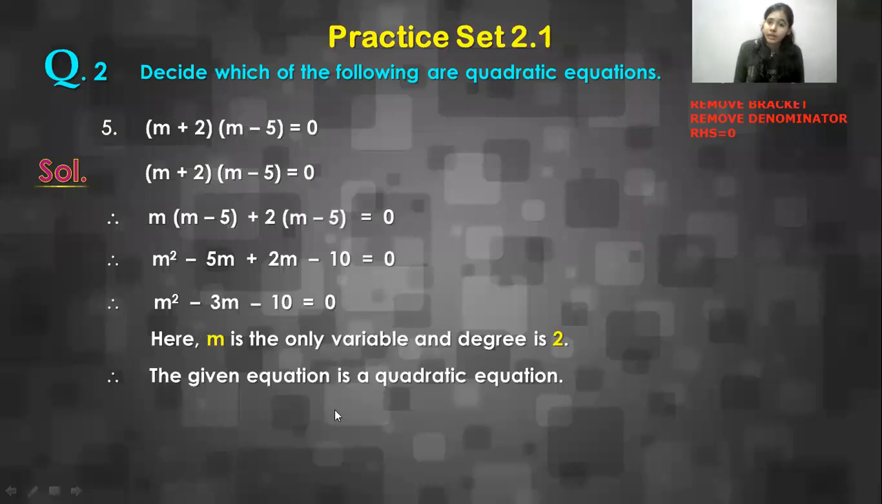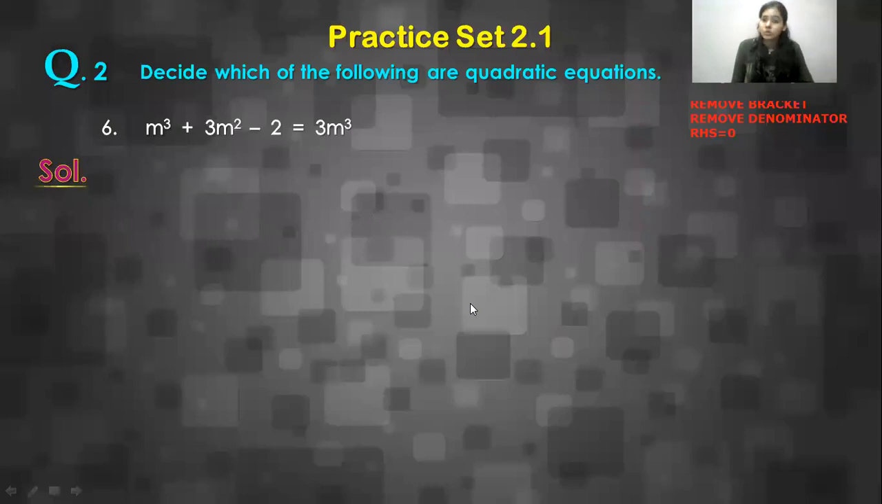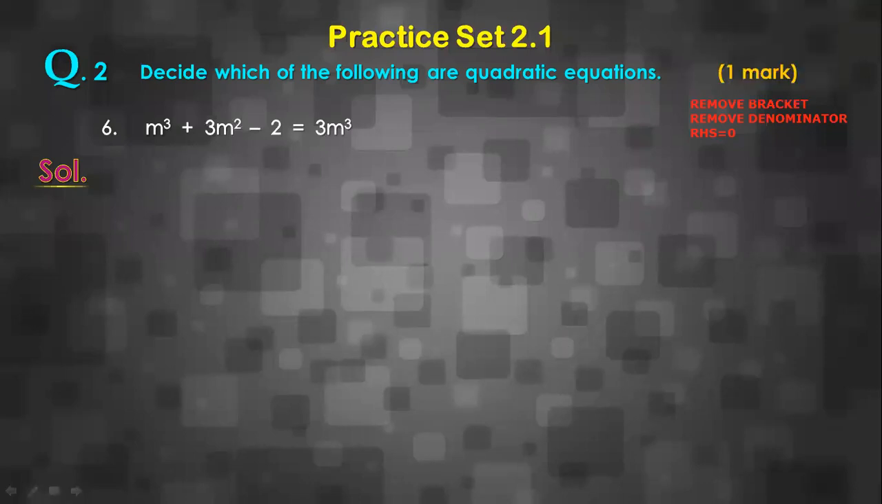Is everyone done with this? Shall I give you a question to solve by your own? Okay, fine. So here comes the next question. It is very easy, trust me. You will thank me because no brackets, no denominator, only right hand side is not zero. तो फटाफट से करो. फिर हम discuss करेंगे.